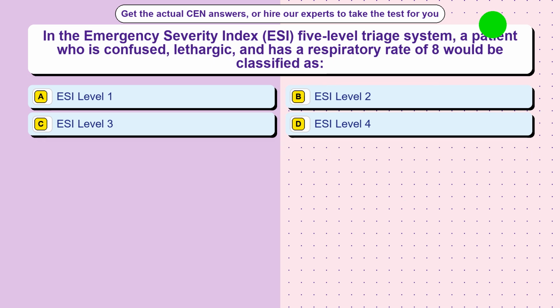Question 75. In the Emergency Severity Index, ESI, 5-level triage system, a patient who is confused, lethargic, and has a respiratory rate of 8 would be classified as: Option A, ESI level 1. Option B, ESI level 2. Option C, ESI level 3. Option D, ESI level 4.